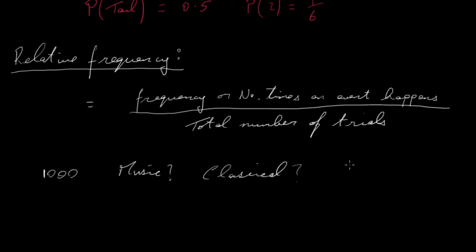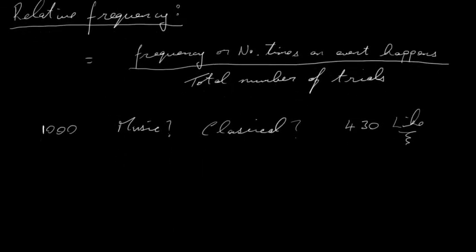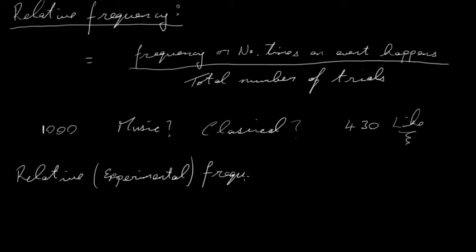And let's say that 430 people like classical music. So what we would then say is that our relative frequency, or our experimental frequency, for this particular trial here is 430 divided by 1,000, or just simply 0.43.